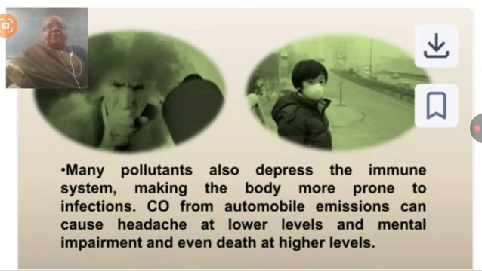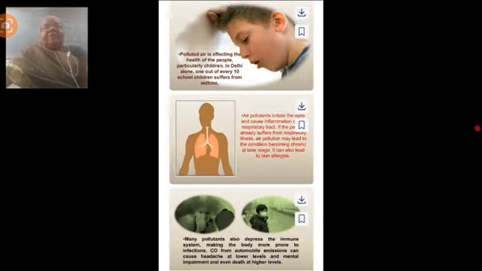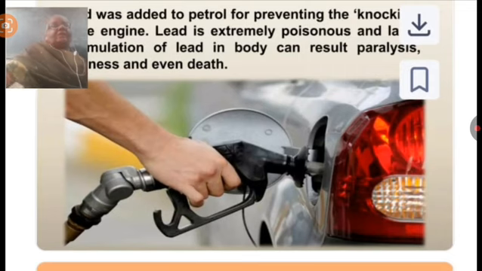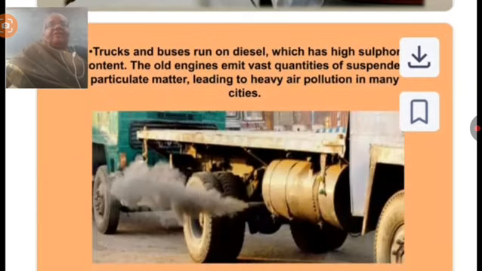And the carbon monoxide from automobile emissions can cause headache at lower levels, and mental impairment, and even death at higher levels. Okay? Then, lead is added to petrol for preventing choking of the engine, but it is extremely poisonous, and accumulation of lead in the body will end up in paralysis, numbness, and even death. So, this is one side effect of lead which is used in petrol.